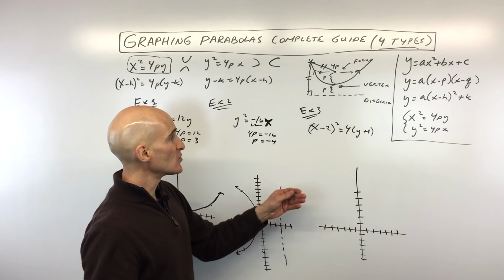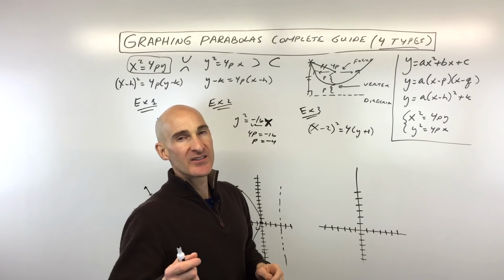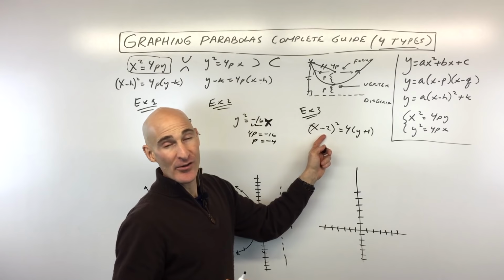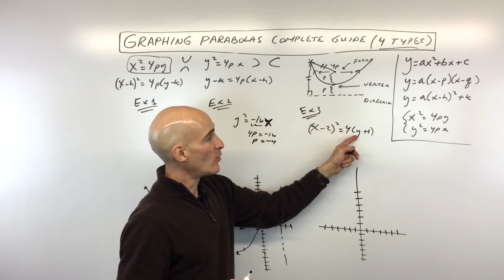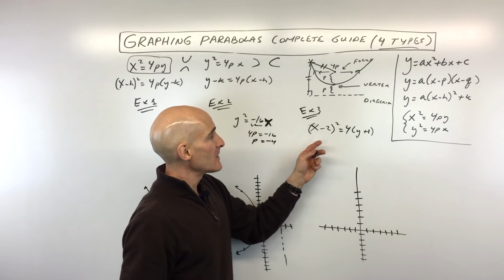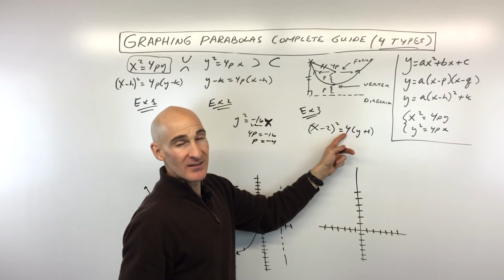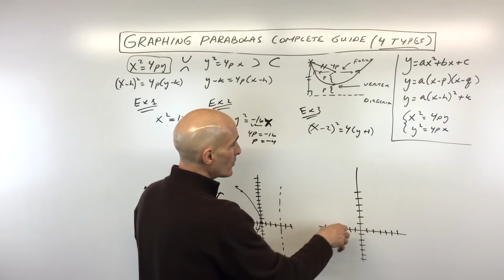Okay, a little bit more challenging one. This is our last example. This one, what do you think? Okay, quick quiz. Do you think it's going to open up, down, left, or right? Well, notice it's x squared, right? The y isn't squared, it's the x that is squared. That tells us it's going to open up or down, right? Okay, but 4 is positive, so that means it's going to open up. If this was a negative here, it would open down.